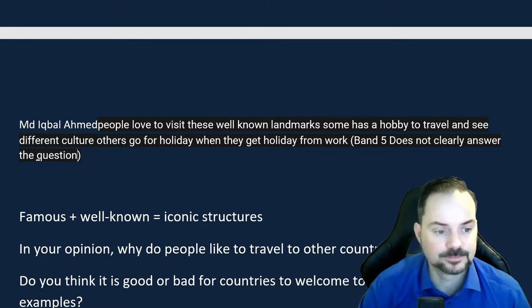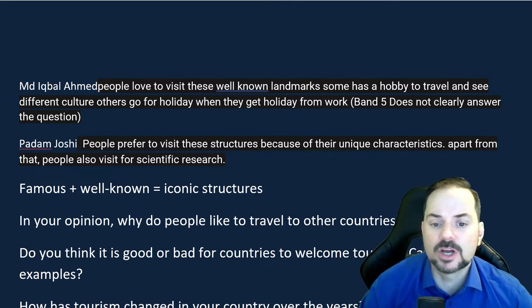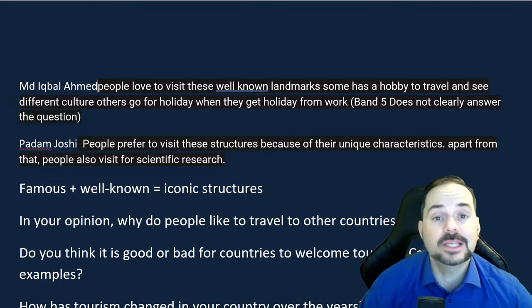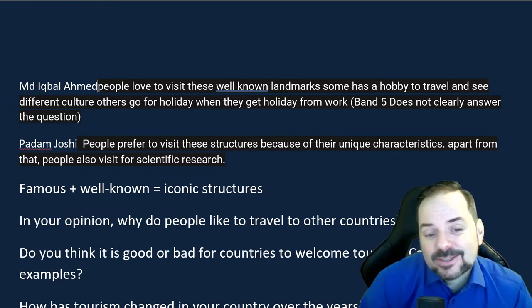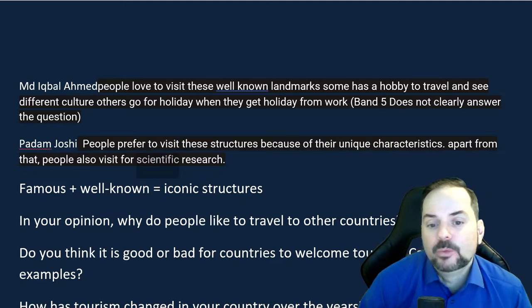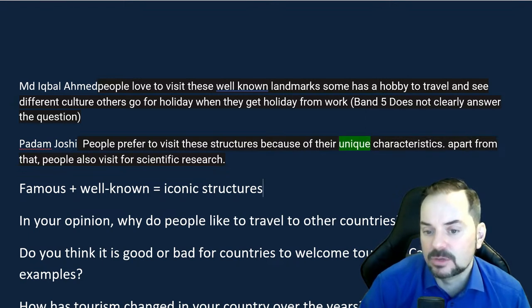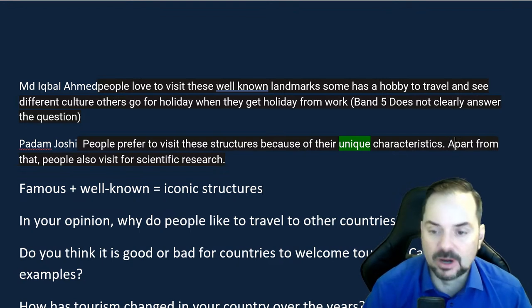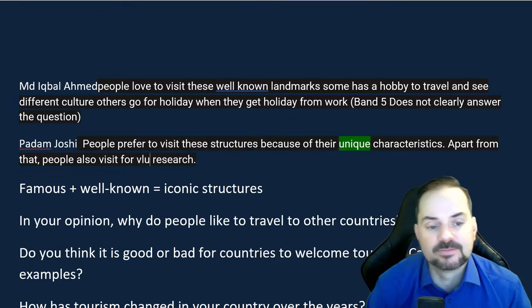Okay, Padam says, people prefer to visit these structures because of their unique characteristics. Apart from that, people also visit for scientific research. Maybe cultural research instead of scientific. So Padam, I really like your first statement, unique. Okay, I like that. You said unique characteristics. And then you say, apart from that, and use good punctuation and capitalization, students. Apart from that, people also visit for cultural research, maybe.